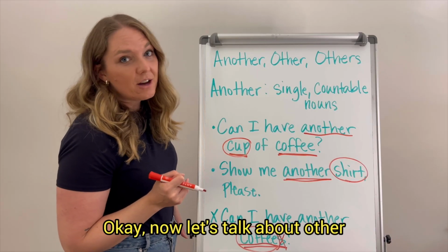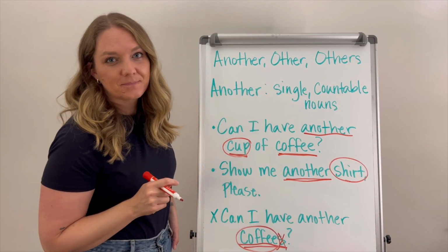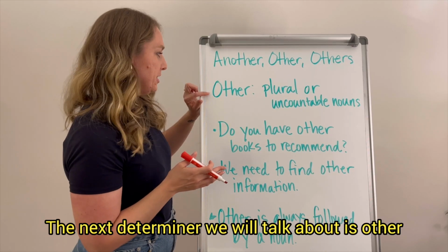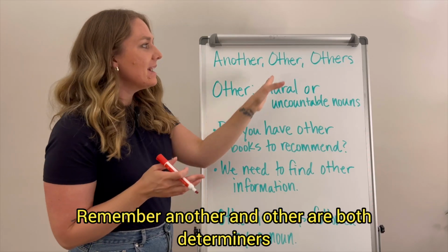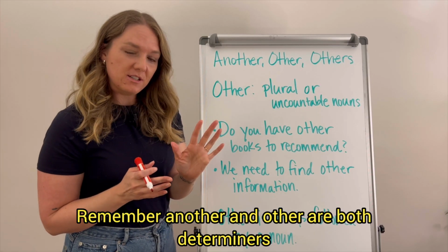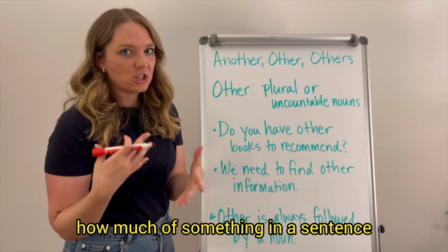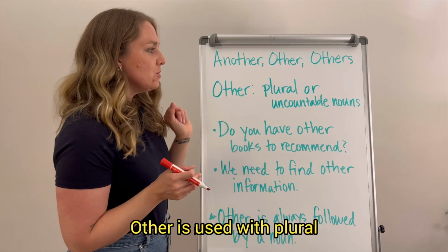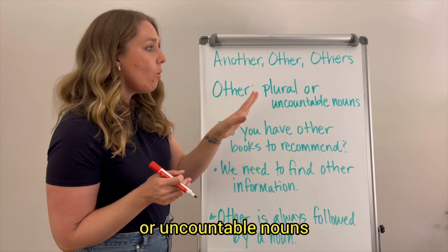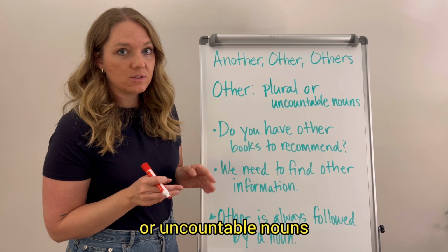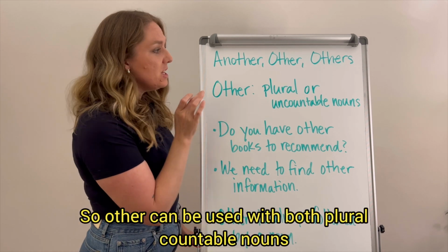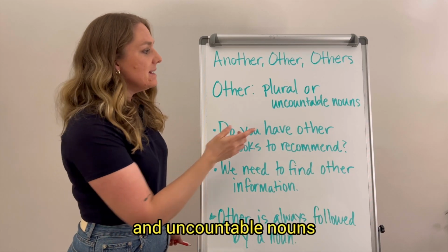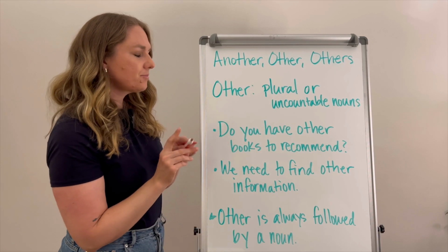Okay, now let's talk about other. The next determiner we will talk about is other. Remember, another and other are both determiners, meaning they tell you how much of something in a sentence. Other is used with plural or uncountable nouns. So other can be used with both plural countable nouns and uncountable nouns.